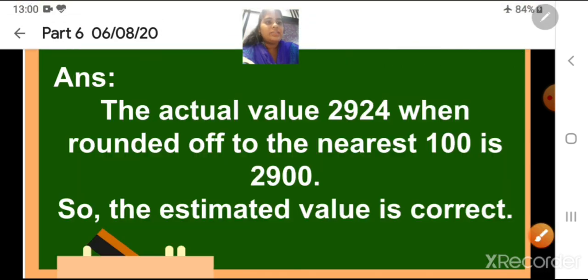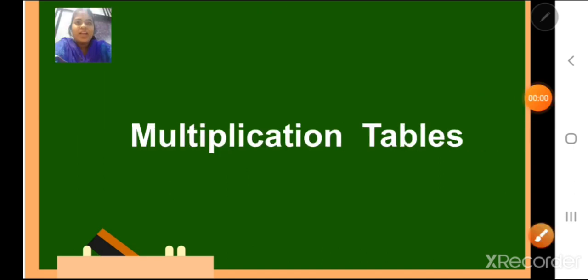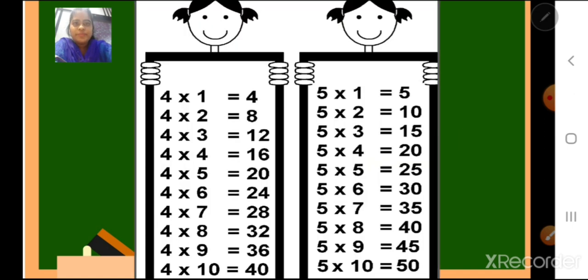After finding the answer, you have to write the final answer, which is the actual value 2924 when rounded off to the nearest 100 is 2900. So the estimated value is correct. After this, we are going to do some multiplication tables. Children, table number 1, 2 and 3 we have done previously. So let us move on.